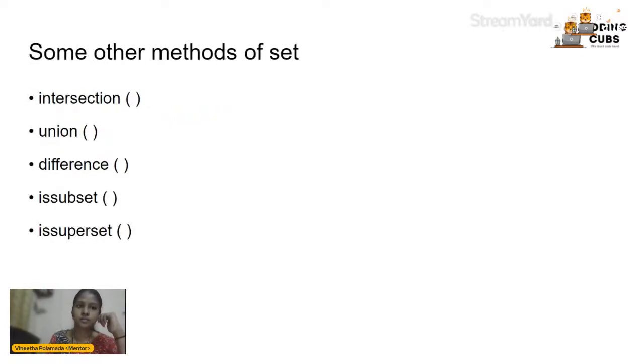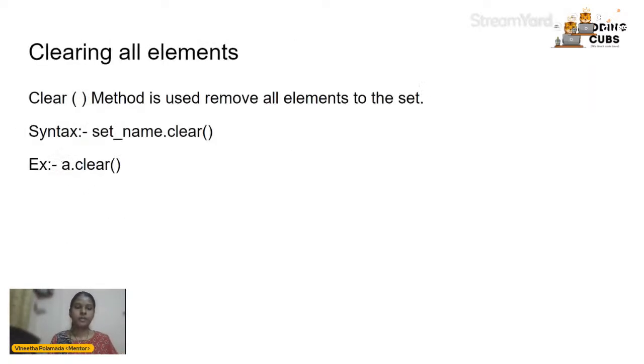Clear method. And here are some other methods: intersection, union, difference, is subset, and is superset. These are some of the methods that you can use on your set. Okay, that is the end. So let us just go with this implementation.